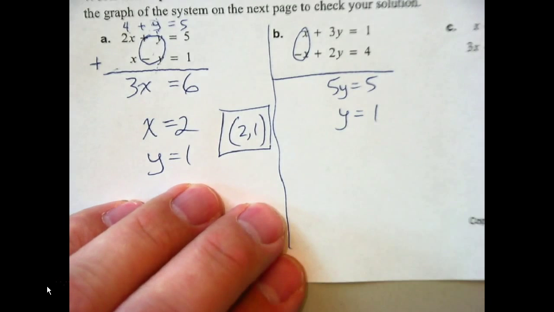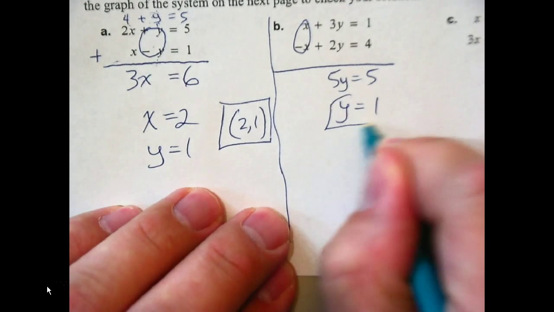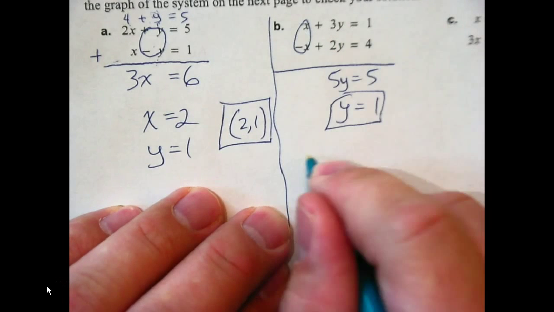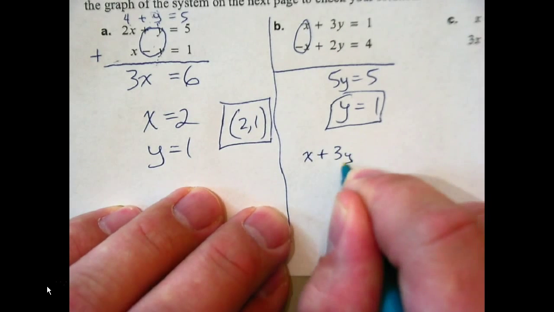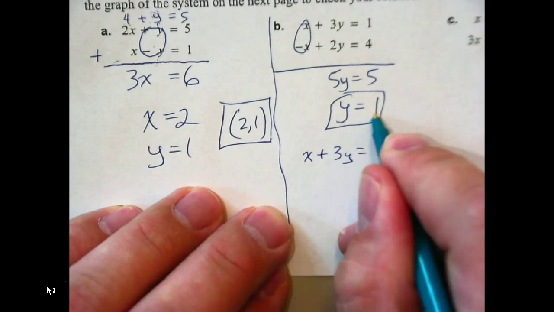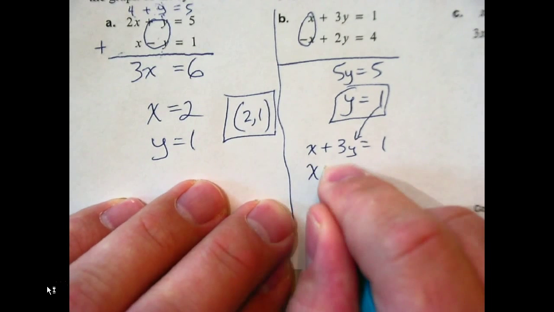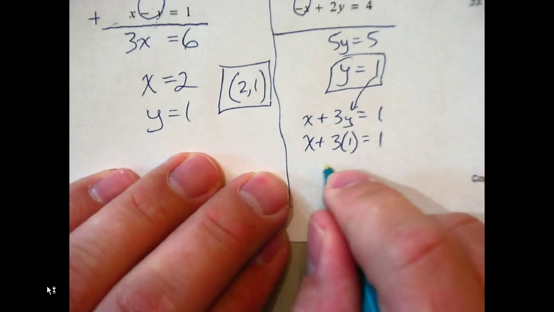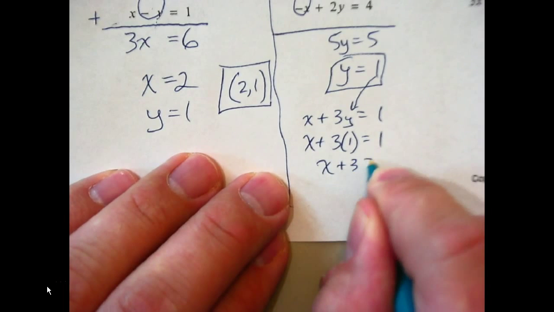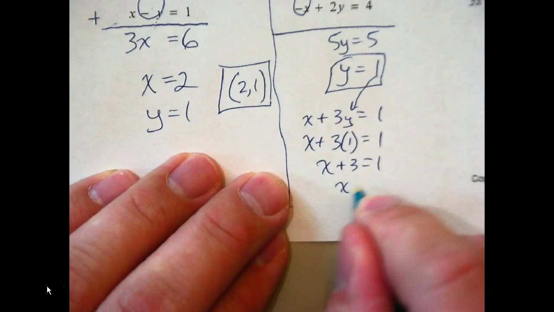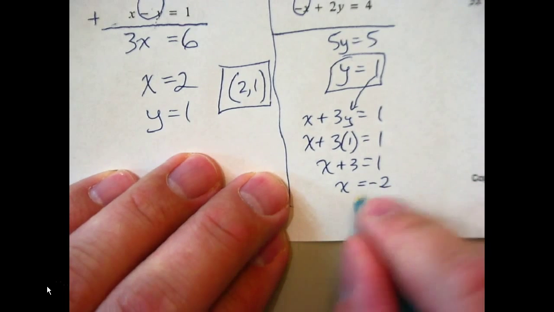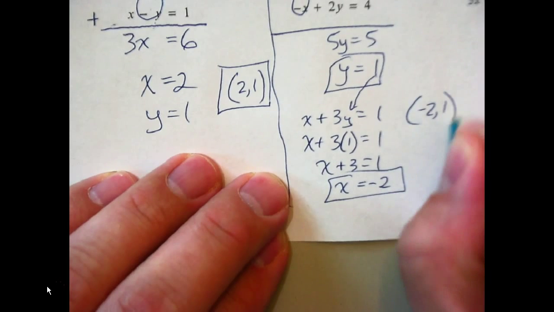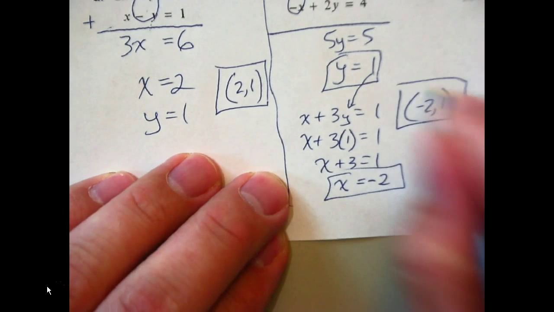And just let me be a little more clear on how to get the x value. If you take either equation, so I'll take the top equation, and plug in 1 for y, so x plus 3 times 1 equals 1. So I get x plus 3 equals 1, and x equals negative 2. So we get the ordered pair, negative 2, 1. Remember, that's a point on the graph. That's where those two lines would cross.